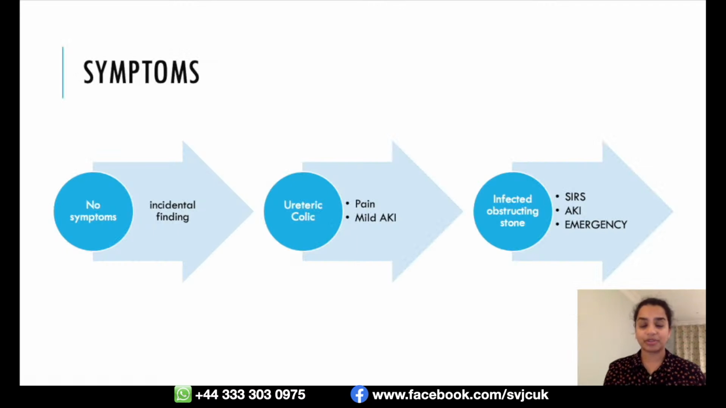Now, the symptoms from stones are really extremely far-ranging. They start from no symptoms whatsoever. We do often find that stones are diagnosed simply from an incidental finding on some form of imaging that the patient will have had for a different reason. Otherwise, ureteric colic, or renal colic as it is more commonly called, where the patient may present to A&E or to their GP with pain over their flank or with a mild AKI, or the worst case scenario, which is where the patient presents with an obstructing stone, potentially causing infection, resulting in a severe AKI, and if there is infection involved as well, a systemic inflammatory response.